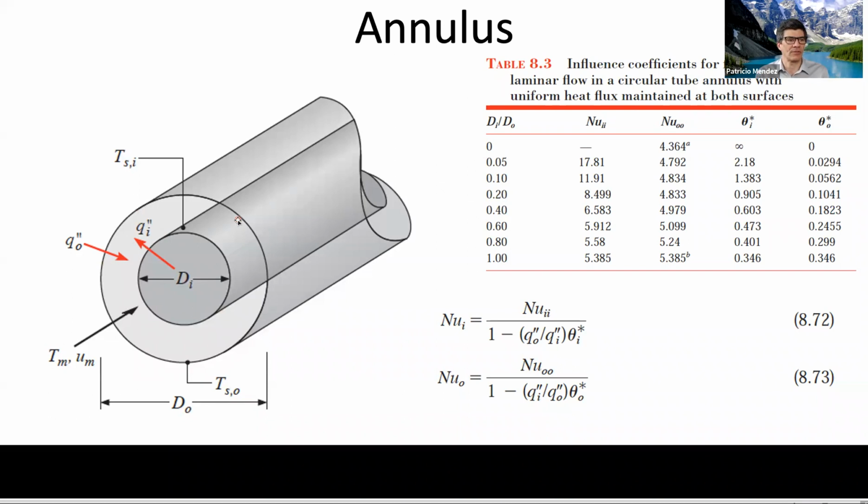Good. So I'll keep looking at the chat as I move on to get into natural convection, our next stop.